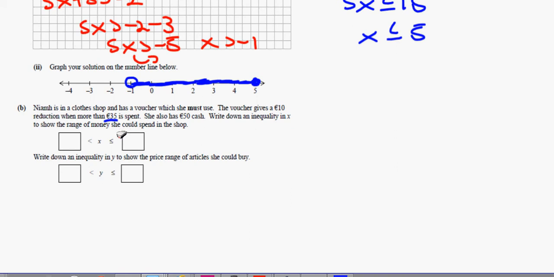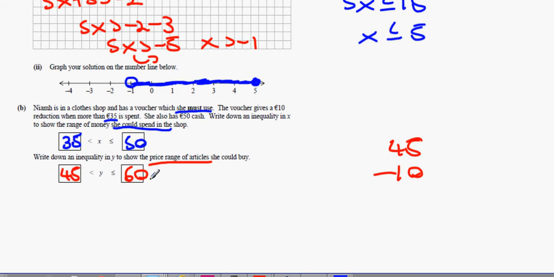So we're talking about how much can she spend in the shop. Well, she must use the voucher. This means that €35 is the minimum she's allowed to spend, and she can spend up to a maximum of 50. Now, you have to remember that if she's actually spending €35, the price range of the articles she could buy could be €45 because she's getting the €10 discount. So that's going to be 45 all the way up to 60, because 10 more than 50 is 60, and she's still getting that €10 discount. Okay, so that's the answer to that question.